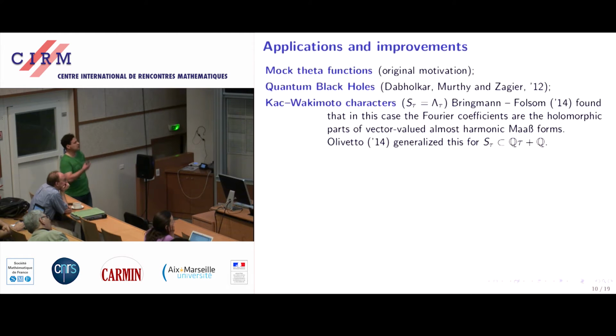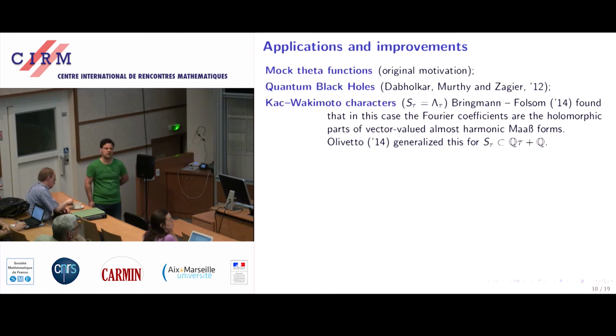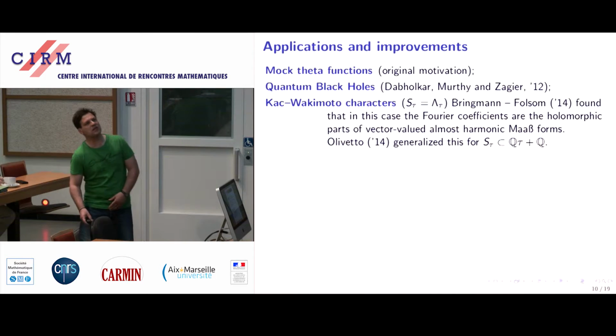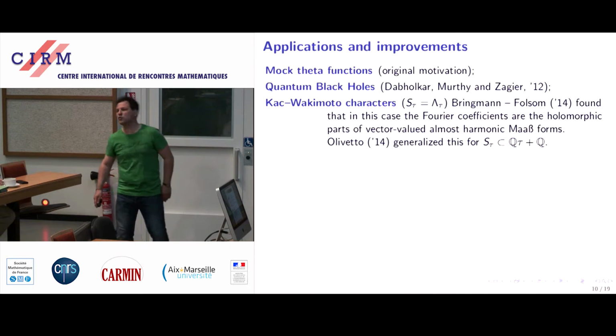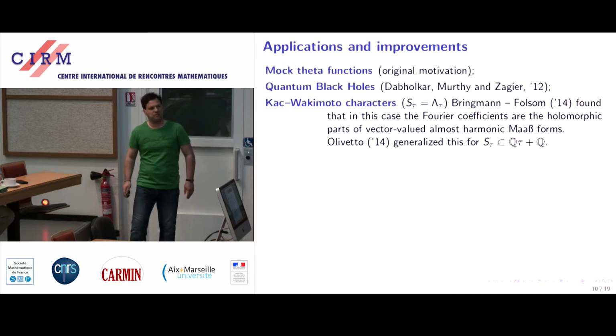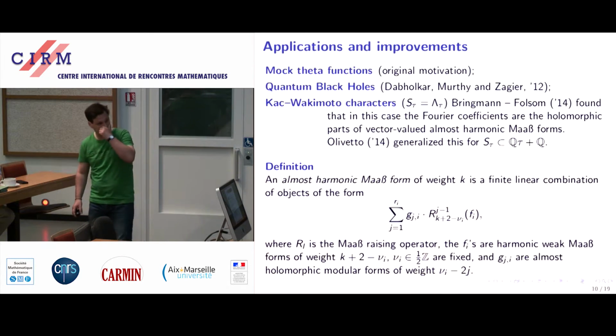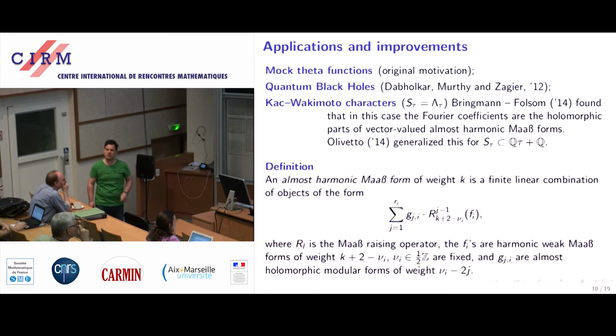Here, in the case of Kac-Wakimoto characters, the poles are only in the lattice points, not more. You can generalize it, of course. So Olivetto, a student of Catherine, generalized this. He looked at the general case for poles, and he found the same results. So he found that it's the, what is it again? The holomorphic part of a vector valued almost harmonic mass form. So here's the definition. That's not my definition. I just took it from the paper by Olivetto.